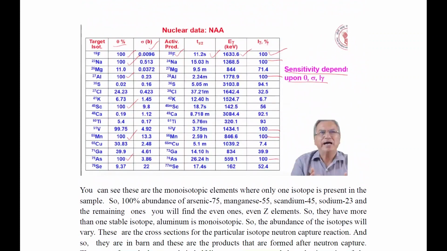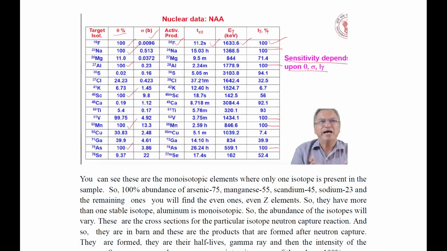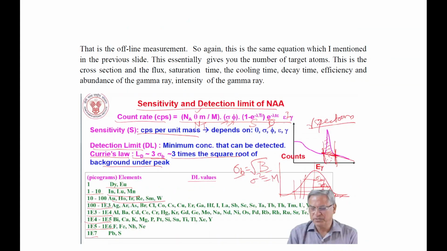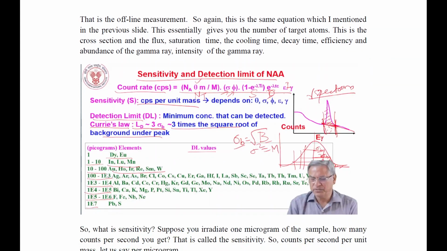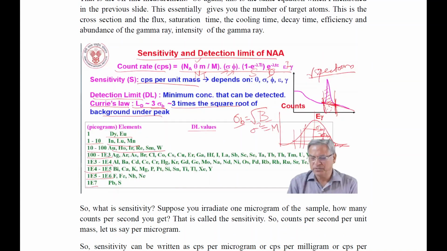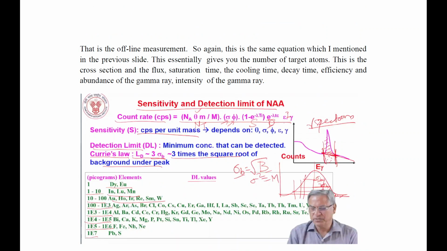Then basically this is the data that you can see, how the sensitivity and all is changing by NAA. What is sensitivity? It is counts per second per unit mass. It depends on theta, sigma, phi, detection limit, Curie law. You go through them.